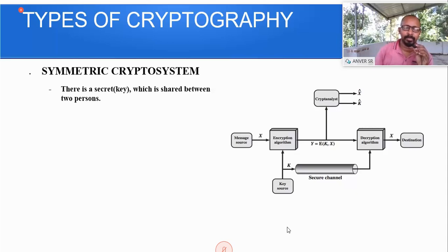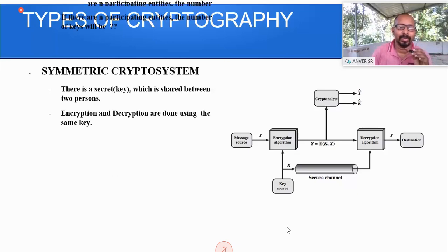So both these algorithms use keys. This encryption and decryption is done using some keys. In symmetric crypto system, there is a single secret key. This key is always kept secret. There is a single secret key which is shared between two persons, here the sender and the receiver. And this encryption and decryption are done using the same key.